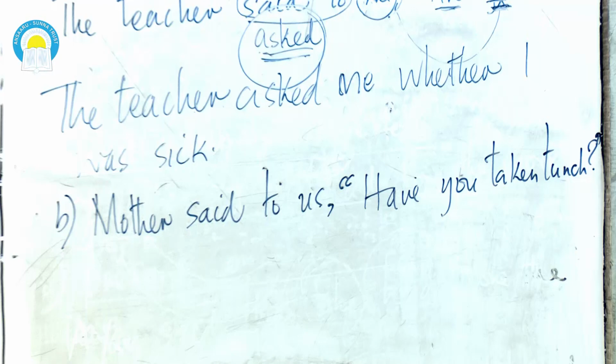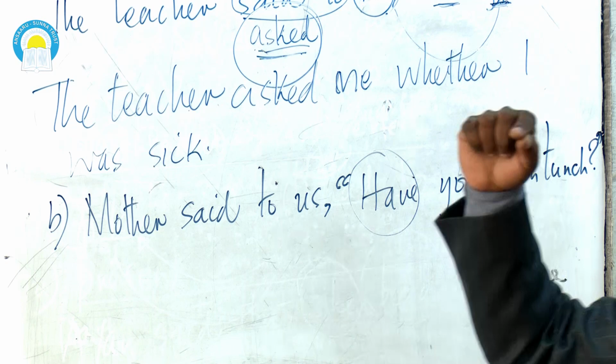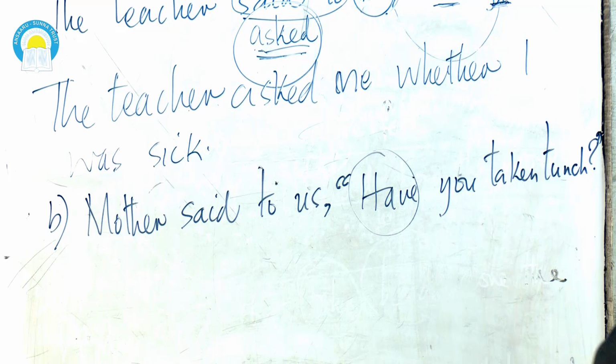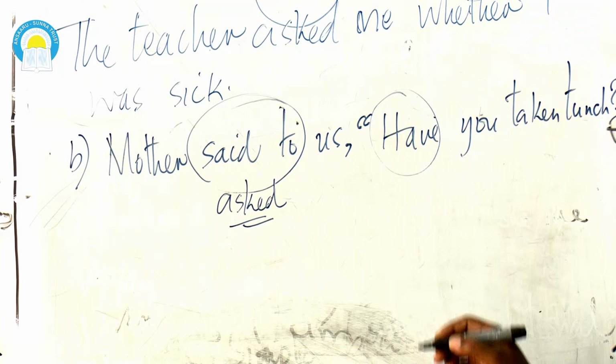Have you taken lunch? This one reminds us of present perfect tense, which we say that present perfect tense in direct speech becomes past perfect tense in reported or indirect speech. Therefore, our rule still applies. The position of said to should be taken up by asked. As shall automatically affect you.